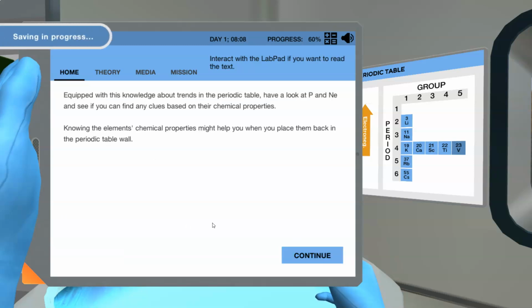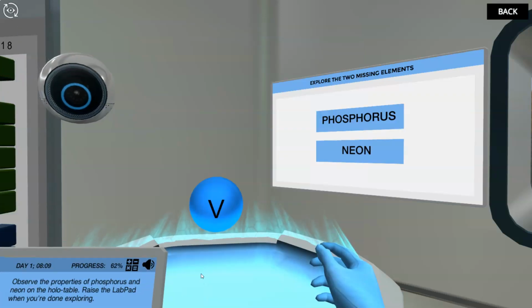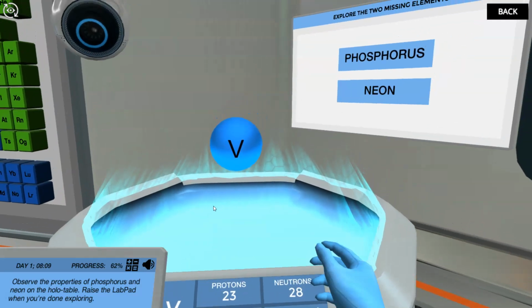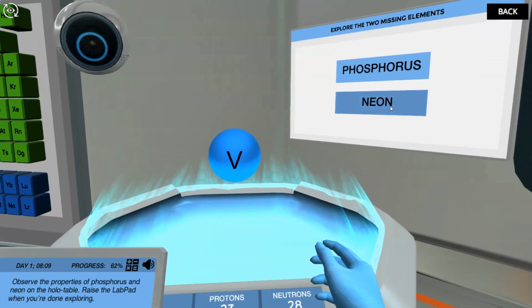Equipped with this knowledge about trends in the periodic table, have a look at phosphorus and neon and see if you can find any clues based on their chemical properties. Knowing the element's chemical properties might help you when you place them back in the periodic table wall. Observe the properties of phosphorus and neon on the hollow table. Raise the lab pad when you're done exploring.